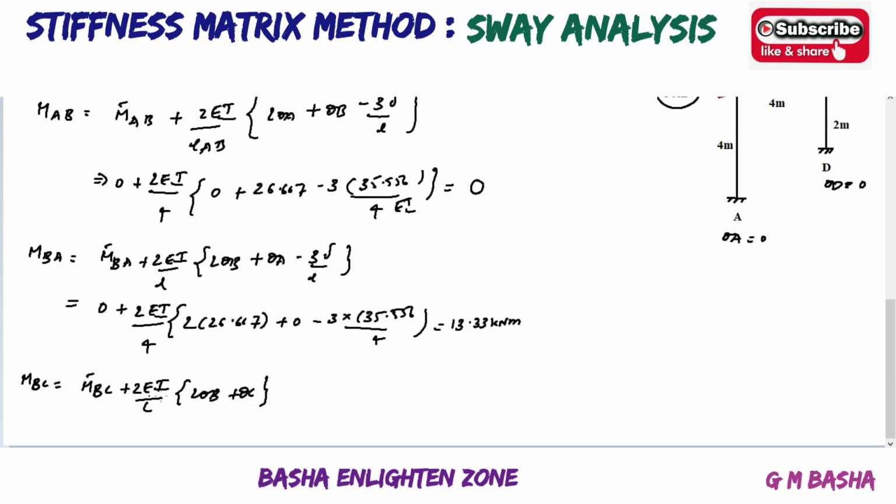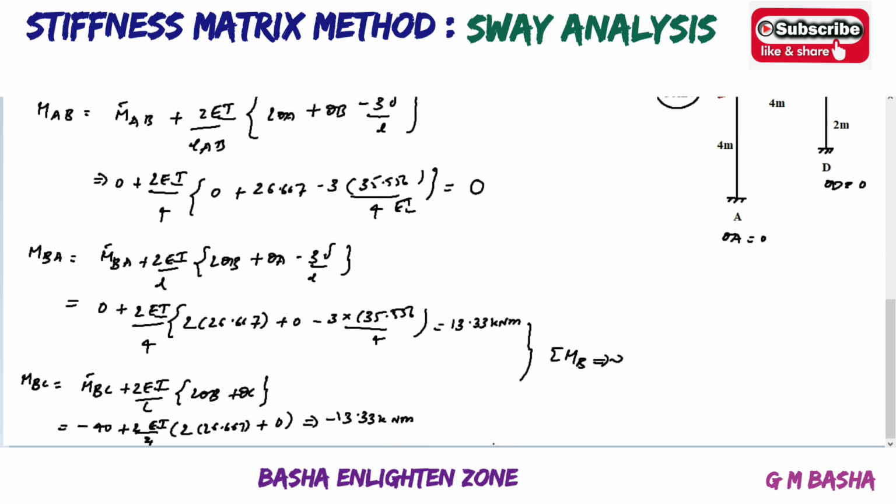And simplify here, M bar BC will be how much? It will be minus 40 kilonewton meter, which is based on the UDL, plus 2EI by length, which is 4 meters, into 2. How much is theta B here? Theta B will be 26.667, and what about theta C? Here theta C will directly be 0. After simplifying, you will get MBC equal to minus 13.33 kilonewton meter. Okay, the sum of the moments at the joint, that is sigma MB equal to 0, MBA plus MBC will be equal to 0.